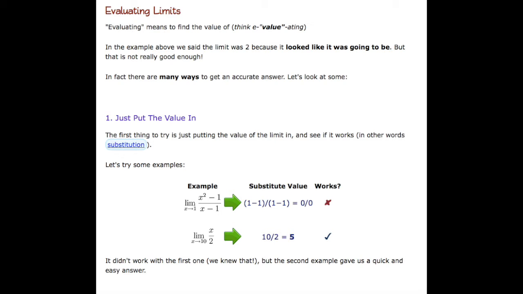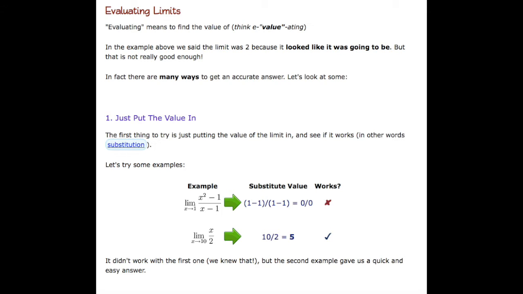First, just put the value in. The first thing to try is just putting the value of the limit in and see if it works. In other words, substitution. Let's try some examples. For example number 1, we have the limit of x squared minus 1 over x minus 1 as x approaches 1. We have to substitute the value of x, which is 1, and we will get the answer of 0 over 0.